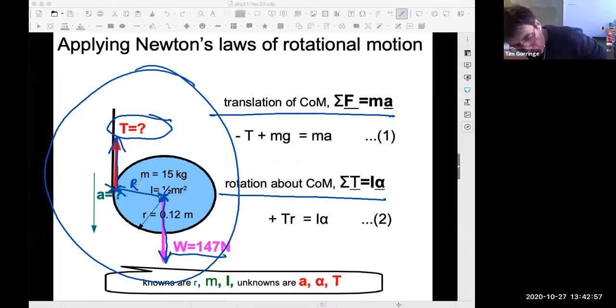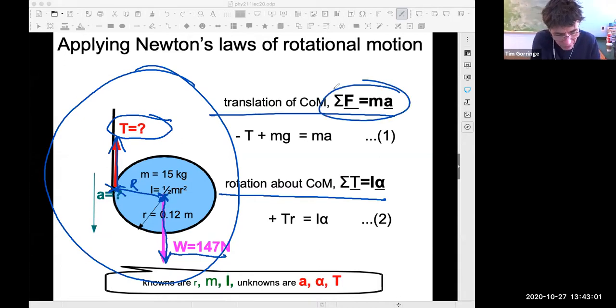Okay, so let's write down Newton's second law for the translational motion. Here it is. There's the weight downwards, mg. There's the tension upwards. I'm using plus and minus signs for the directions of up and down. Those are the two forces that act on the yo-yo. They add together to determine the acceleration of the yo-yo according to Newton's second law of translational motion.